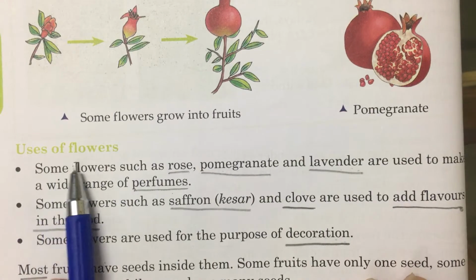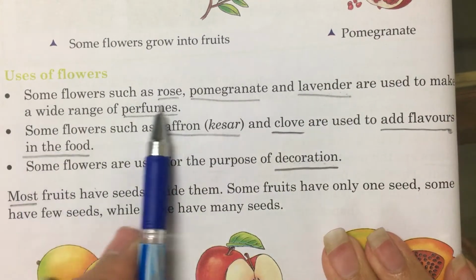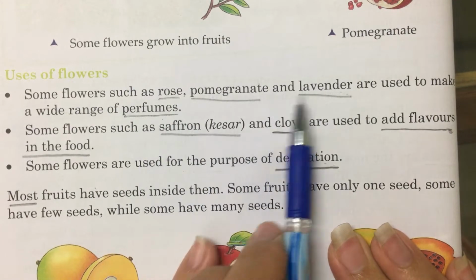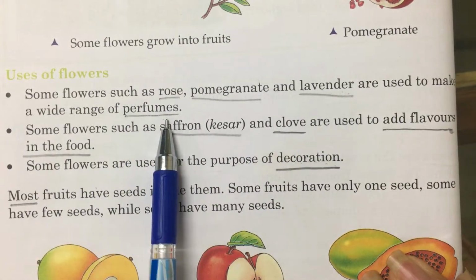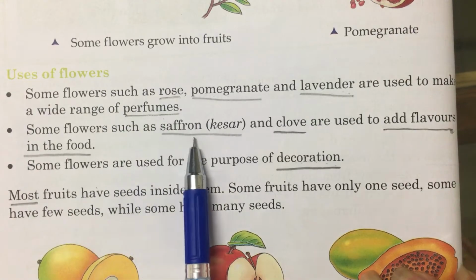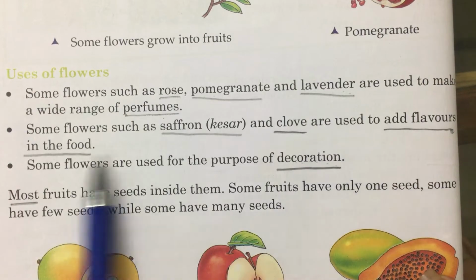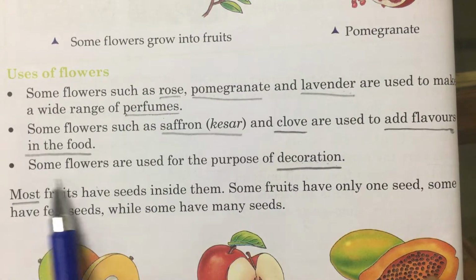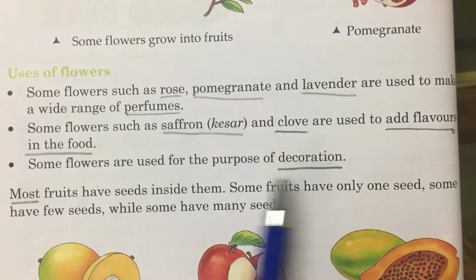Now uses of flowers. Some flowers such as rose, pomegranate, and lavender are used to make a wide range of perfumes. Some flowers such as saffron, cassia, and clove are used to add flavors in the food. Some flowers are used for the purpose of decorations.